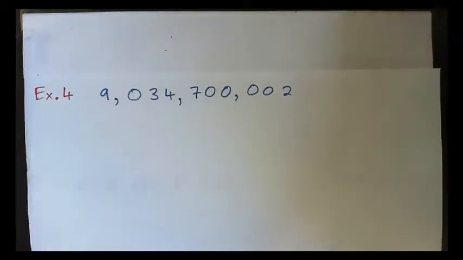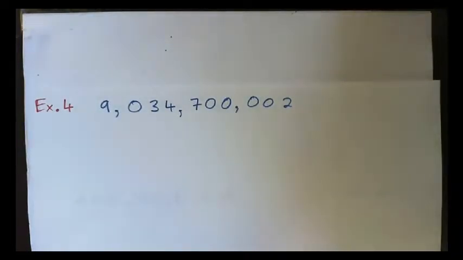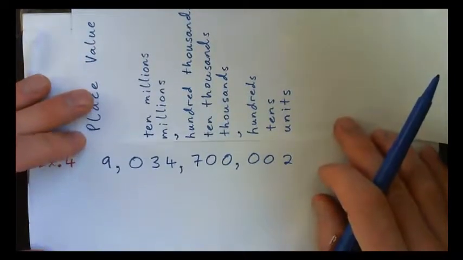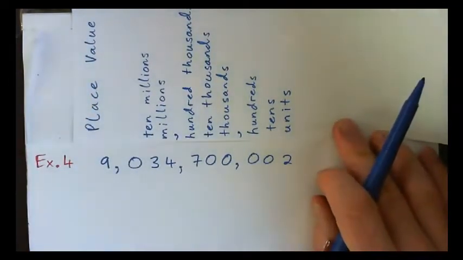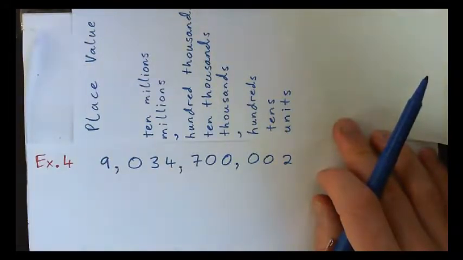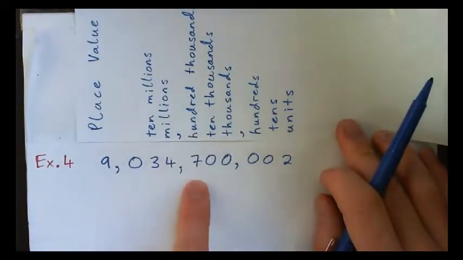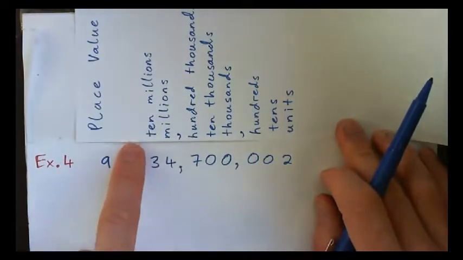Okay. So here's example 4, and that's even longer. So write down this number, and put your chart up there and see, do we have more to add on to this? Okay, so write out this number now, 9,034,700,002. And this one's going even further, isn't it? So we've got the units, tens, hundreds, don't we? Thousands, 10,000s, 100,000s, millions, 10 millions. So what comes after 10 million? That's what we need here.